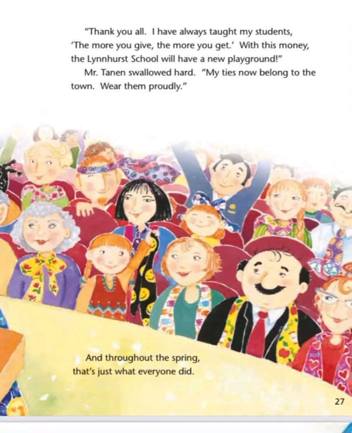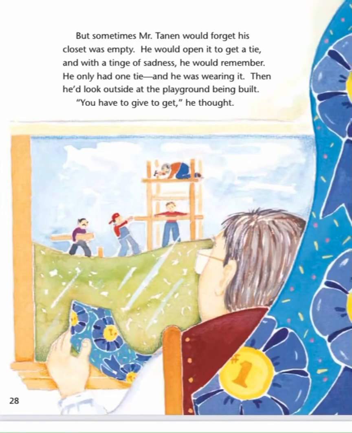And throughout the spring, that is just what everyone did. But sometimes Mr. Tennant would forget his closet was empty. He would open it to get a tie. And with a tinge of sadness, he would remember he only had one tie, and he was wearing it. Then he would look outside at the playground being built. You have to give to get, he thought.